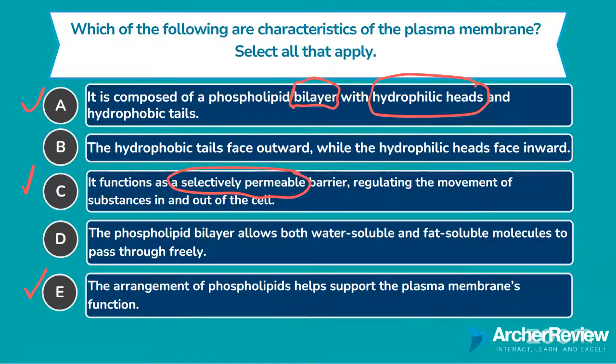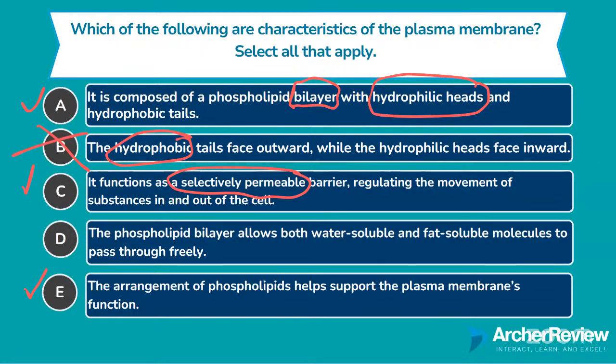All right, so let's see what happened with the other two. Why are they incorrect? B. The hydrophobic tails face outward while the hydrophilic heads face inward. Well, remember, hydrophobic means water repelling. They are afraid of water or repelled by water. And so since the cell is in a watery environment, it doesn't make sense that the part of the membrane that is repelled by water would be facing water. And so that's what makes that incorrect.